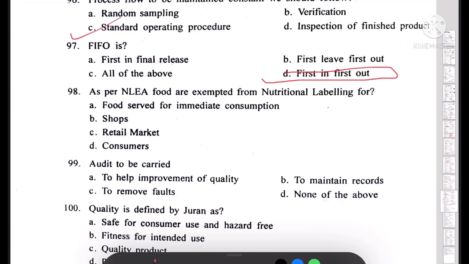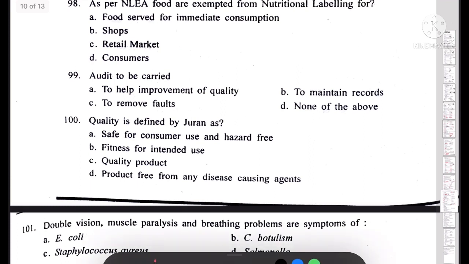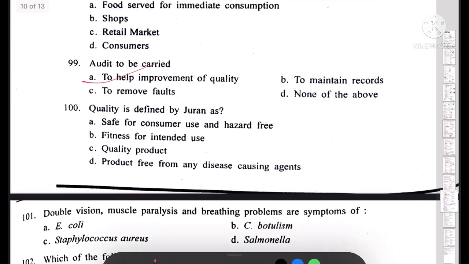Okay, next, audit to be carried. Options are to help improvement of quality, to maintain records, to remove faults, or none of the above. So the correct answer is audit is to be carried to improve the quality. Next, quality is defined by Juran as. So the options are safe for consumer use and hazard free, fitness for intended use. Next, quality product or product free from any disease causing agents. So the correct answer is quality is defined by Juran as fitness for intended use.